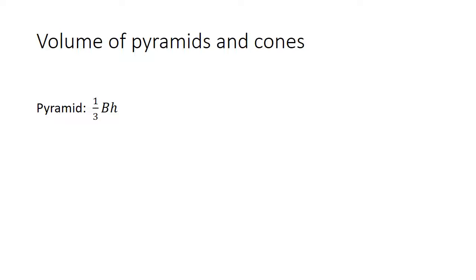So for a pyramid, you find the area of your base and multiply that by h, and then you take 1/3 of it. And then for a cone, you're going to take the area of your circle at the bottom, multiply it by your height, and then take 1/3 of it.